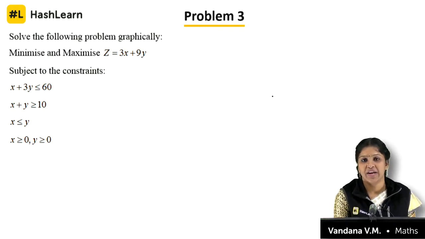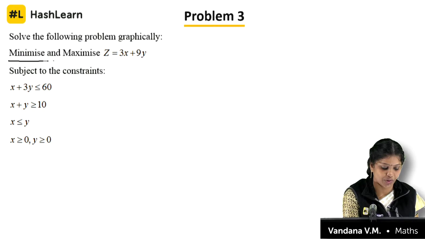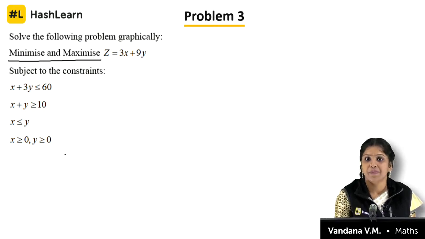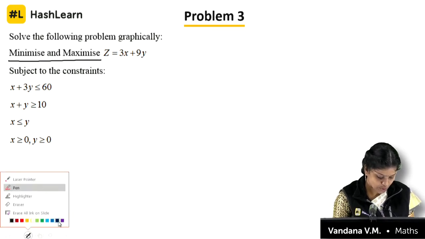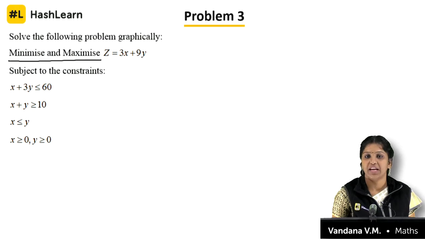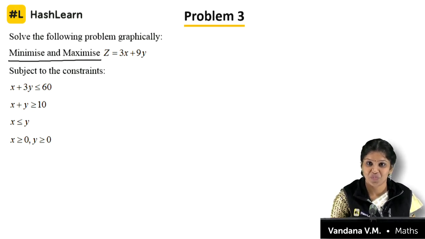Fine. I took this question because here I have to find both minimum and maximum, with the line passing through the origin. Till now we didn't do this kind of problem, right? So let us complete as soon as possible because we have very little time and we have to learn one more problem which is unbounded.